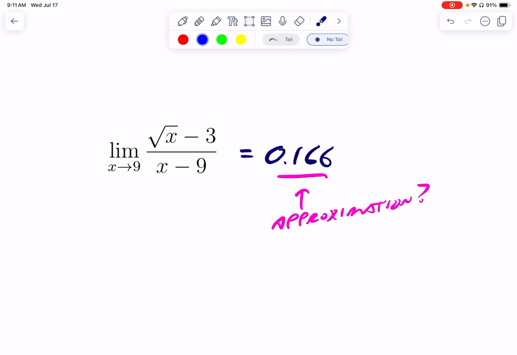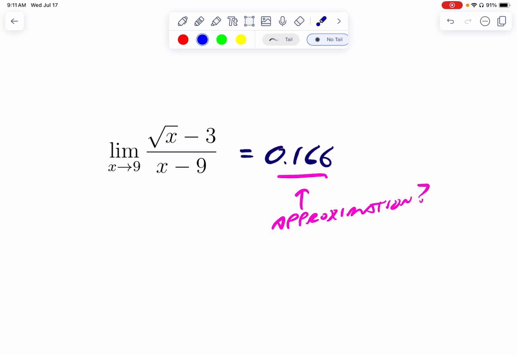So I want you to file this away. If we use a graph or numerical data, usually we can get in the right ballpark of what the limit is. But sometimes we might say, oh, it's some kind of decimal, but I don't know exactly what it is. In cases like this, we will want to use other techniques so we can be 100% sure. I will tell you that the correct answer here will be a reasonably nice number.